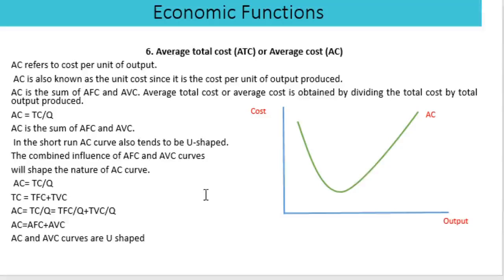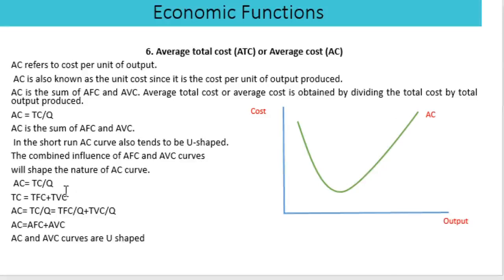Next one is average cost. Average cost refers to the cost per unit of output. It is also known as unit cost. It is the cost per unit of output produced. It is the sum total of average fixed cost and average variable cost. And average cost equals TC by Q, or AC equals AFC plus AVC. It is also U-shaped, and the combined influence of the average fixed cost and average variable cost determines the shape of the average cost curve.